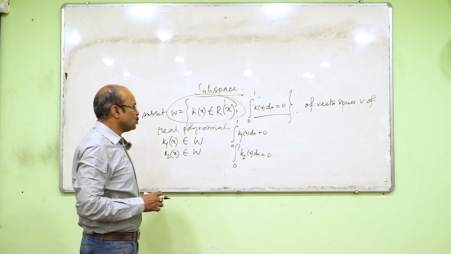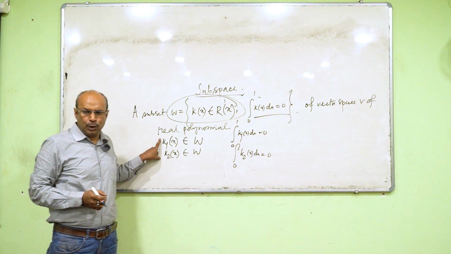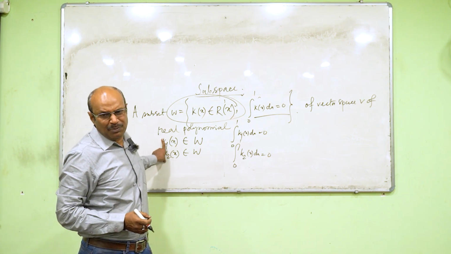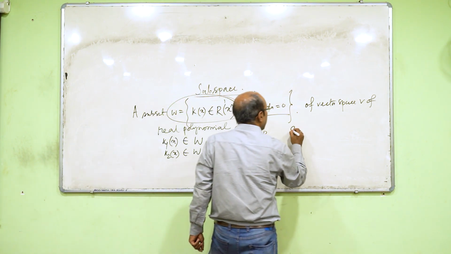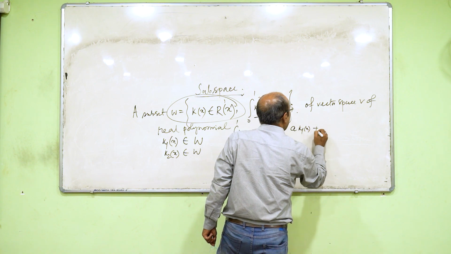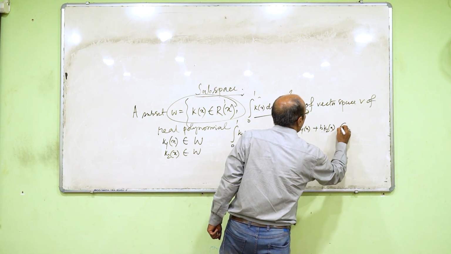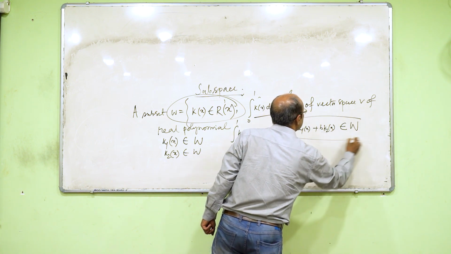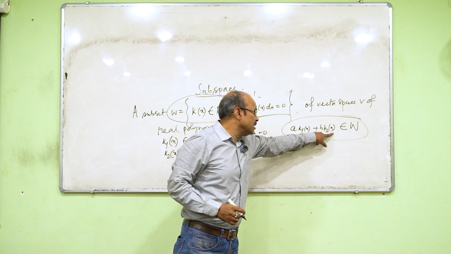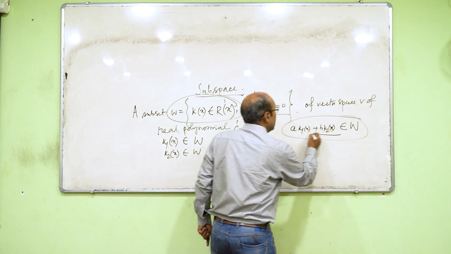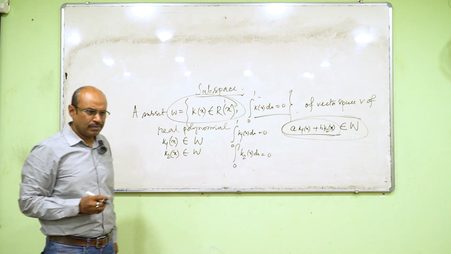Now we have to show that the linear combination of these two functions, that is A K1x and B K2x, also belongs to capital W. If capital W is a subspace, then the linear combination of K1x and K2x also belongs to capital W.